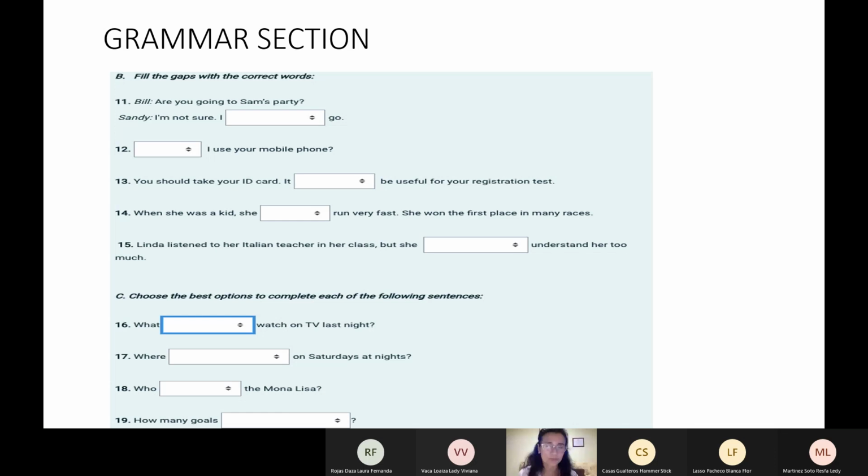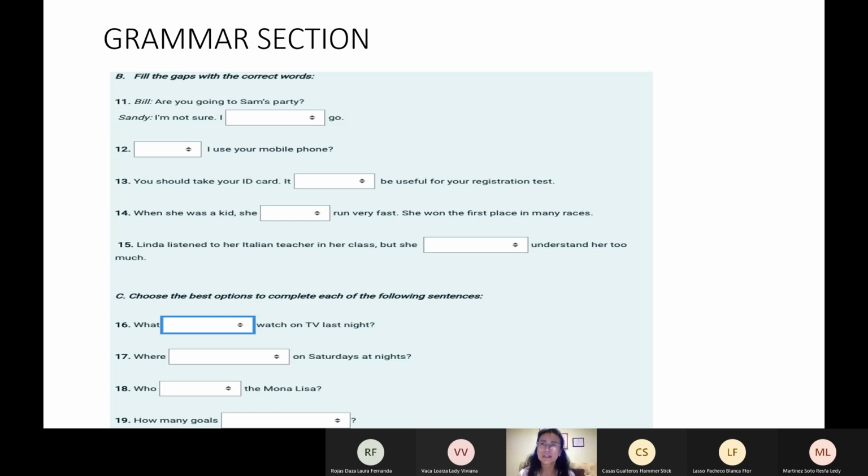Veremos la siguiente oración. Escúchenme. You should take, ¿se acuerdan del modal should? Claro que sí. You should take your ID card. It be useful for your registration test. Ese it, ¿con qué verbo quedaría ahí? It be useful for your registration test. Está diciendo, you should take your ID card.